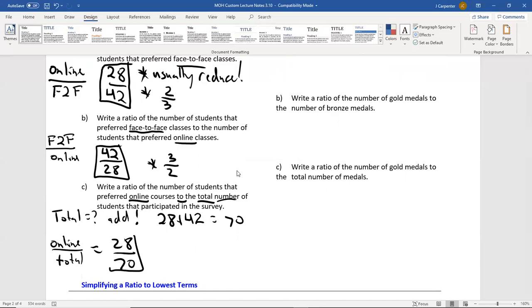And again, they didn't ask us to reduce, so that's arguably the answer. But if you did reduce this, if you took 2 into both of these, you get 14 over 35. And then if you took 7 into both of those, you'd get 2 over 5. So I'm just putting the reduced answers for fun. Because again, moving forward, that's generally what you're going to need to do.